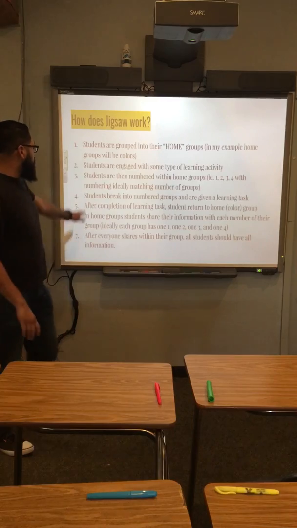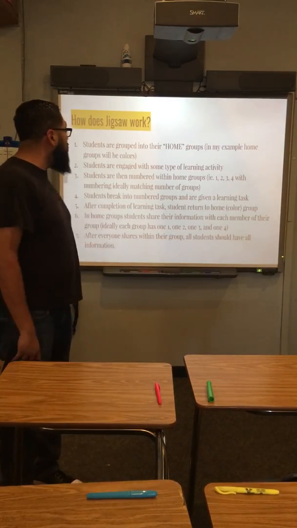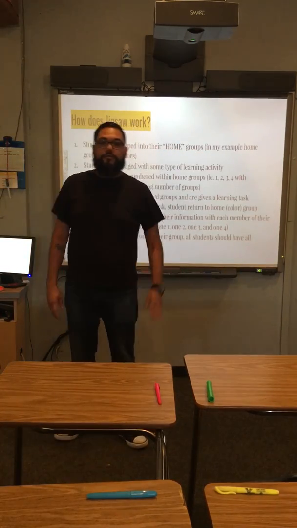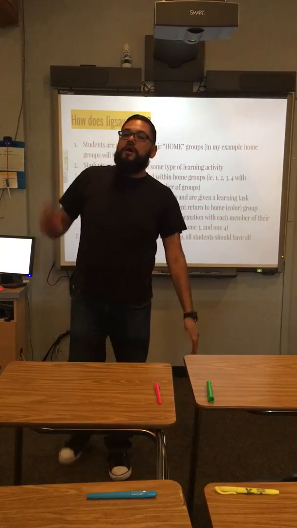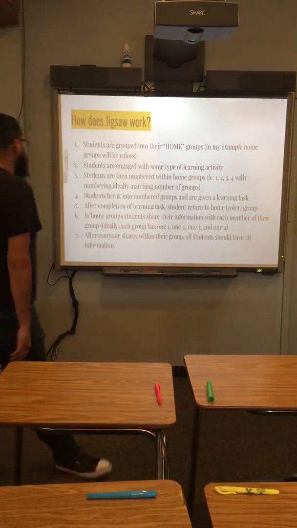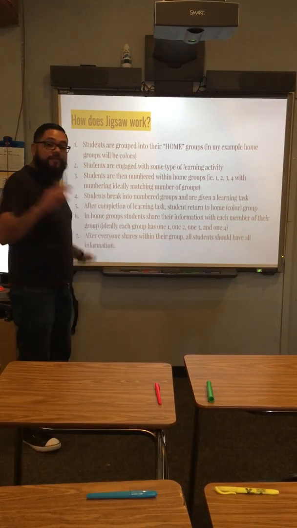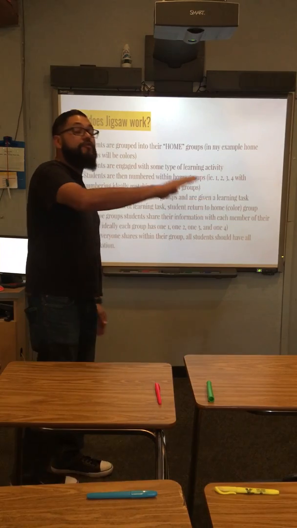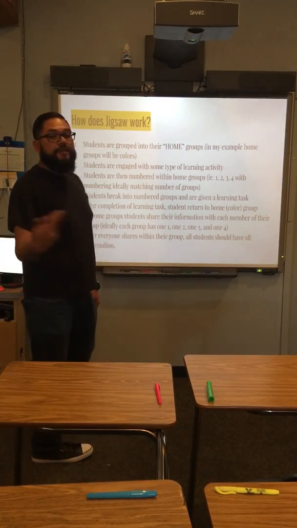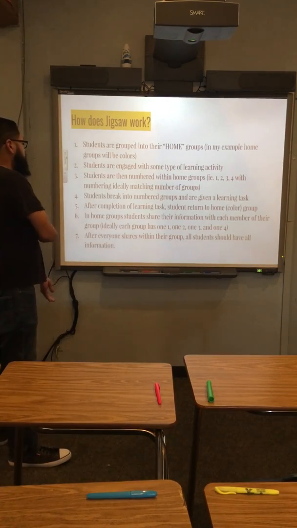After they're numbered off, the students break into their numbered groups. This is where the movement aspect of Jigsaw comes into play. So I would say all 1s go to that corner of the room, all 2s go to that corner of the room, all 3s go to that corner of the room, all 4s go to this corner of the room. Once all the students are broken into their numbered groups, they would be given a learning task to complete, like a set of questions pertaining to their learning activity.